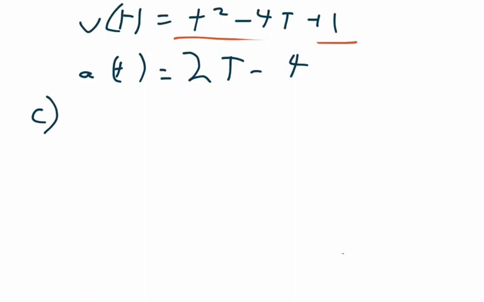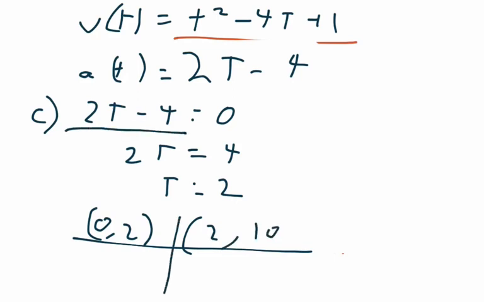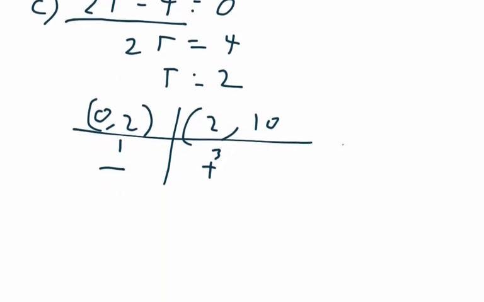So for part C, I'm going to take this and set it equal to 0. So 2t is equal to 4. So t is equal to 2. So we're going to go from 0 to 2, and from 2 to 10, and plug it back into here. So when I plug in 1, I get a negative, and when I plug in 3, I get a positive, which means that there the velocity is decreasing, and here the velocity is increasing.